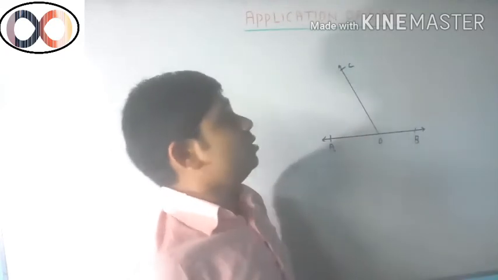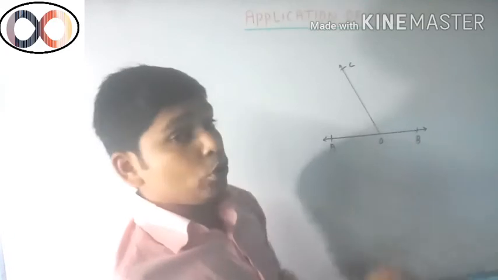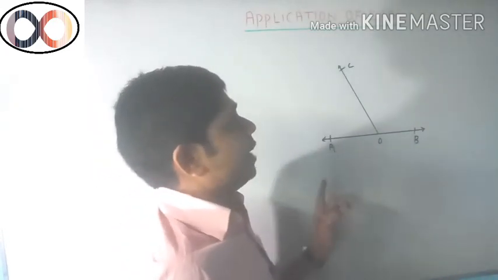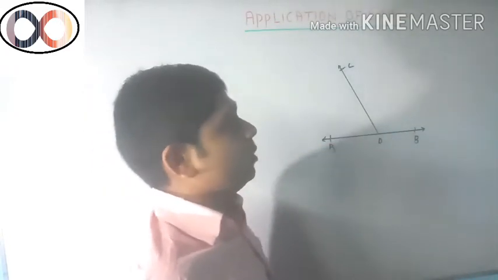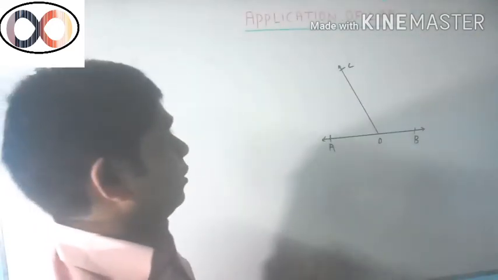As you know, students, if you apply the concept of LPA, then you need one straight line and one ray. In that condition, you can apply the concept of LPA, okay? So we are going to solve some questions regarding this topic.